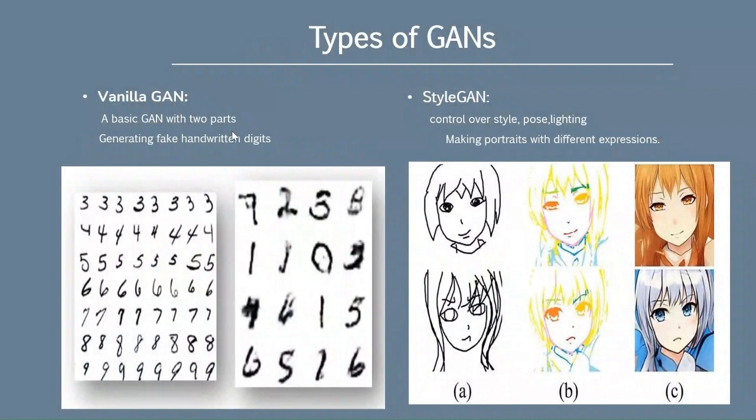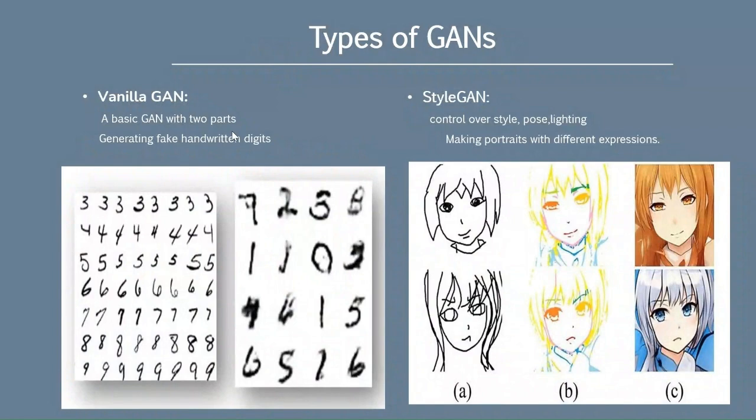First is vanilla GAN. It is a basic GAN with two parts, a generator and a discriminator. Here is the example generating fake handwritten digits. The generator creates random digits like 0, 1, 2 as images and the discriminator tries to guess if they are real or fake. They learn from each other to get better.